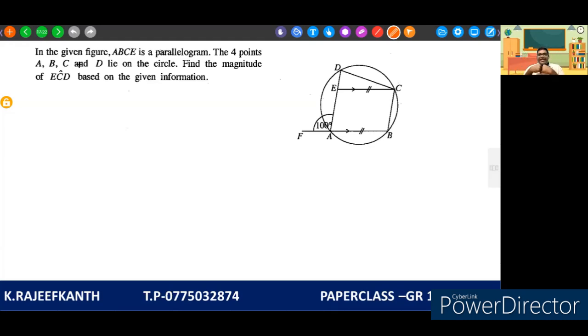The points A, B, C, and D lie on the circle. Here they are saying those 4 points lie on the circle. Then we should know that ABCD is a cyclic quadrilateral. Find the magnitude of angle ECD. So here you have to find the magnitude of angle ECD based on the given information. You have to use the properties of parallelogram, and also you have to use the theorems of cyclic quadrilateral. By using those two concepts, you can find the answer for this one.